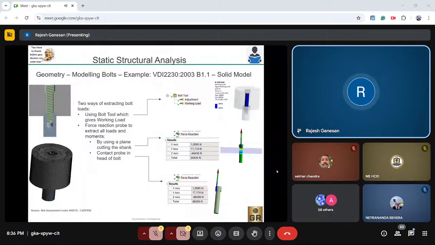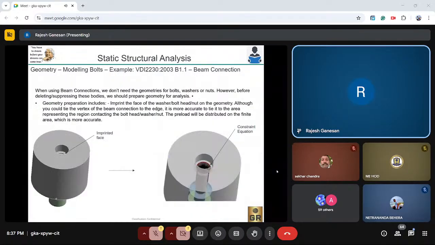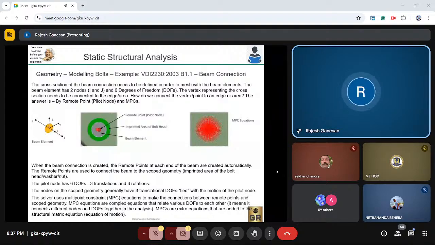I showed this, and earlier I showed this bolt. Modeling bolt: here are two ways of extracting the bolt. One is using the unbolt tool, which gives a working load, and another is by planking or shank, where we can do head cut operations. With respect to that, this is one of the tools they use for analyzing. This is also the same example for the beam condition. Here the imprinted face, with the concentric equations, is applied based on the applications. So the next one is geometry or model bolts, how it is calculated.